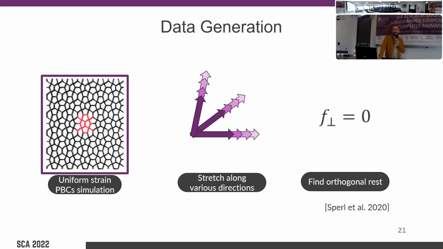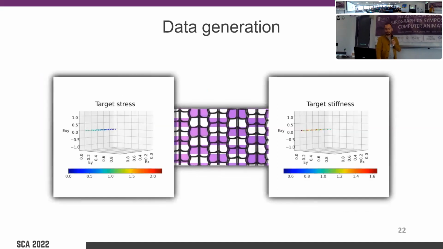We inspire our data generation from Spiral 2020. We simulate 2D microstructures under planar deformations with periodic boundary conditions. This approach makes the mesoscale strain uniform and enables easy transfer of the training data from microstructure simulation to mesoscale. We model a repeatable tile of microstructure at high resolution using a finite element mesh. We stretch it along various amplitudes and direction and search for an orthogonal stretch that produces zero stress. So it looks like this.